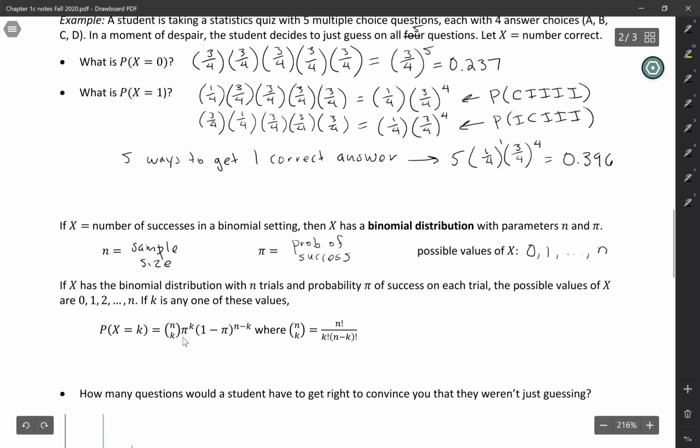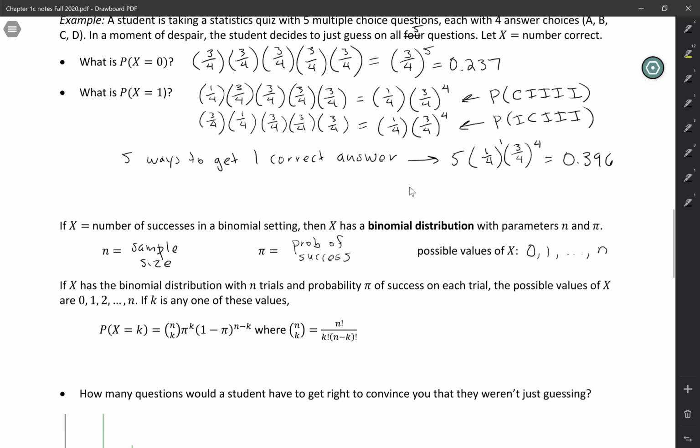So some of this already looks familiar, right? Pi is the probability of success, which was 1/4 in our example. K is the number of successes, so when we were finding the probability that x equals 1, we put a 1 here. 1 minus pi is the probability of failure, so that was 3/4 in our example. N minus k would be the number of failures, so that's where our 4 comes from. So the only part that's still unaccounted for is this number 5, which is all the different arrangements that you have.